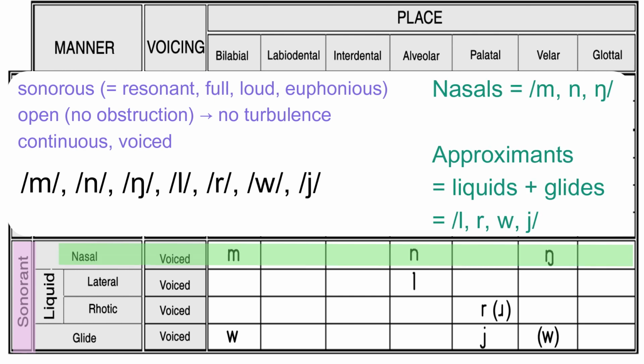Sonorants can be divided into nasals and approximants depending on where the air escapes. With nasals, air escapes through the nose, and with approximants, through the mouth. The first three, un, ung, are called nasals. The rest, la, ra, wa, ya, are called approximants. This name comes from the fact that the sounds are produced by bringing one articulator in the vocal tract close to another without causing audible friction.